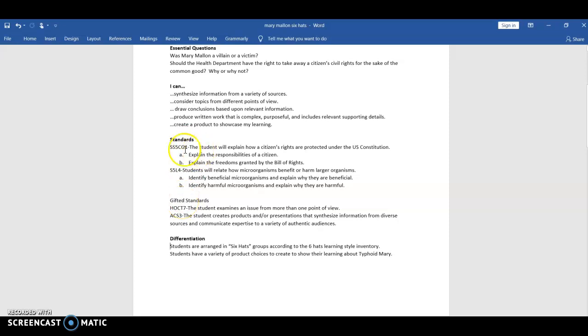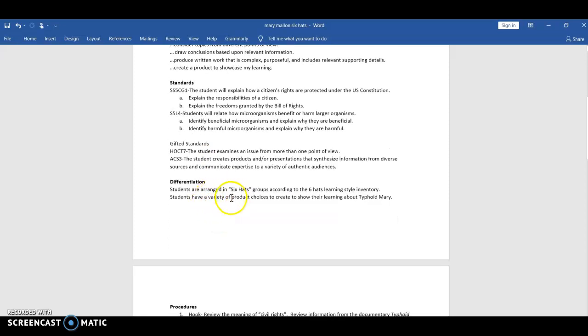It talks about the fifth grade social studies standard for protecting citizens' rights and understanding the Bill of Rights, along with the microorganisms science standards. Most importantly, the gifted standards are examining an issue from more than one point of view and creating a product that synthesizes information from a variety of sources.